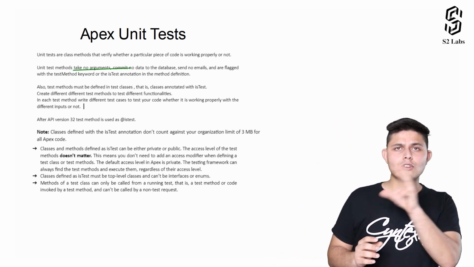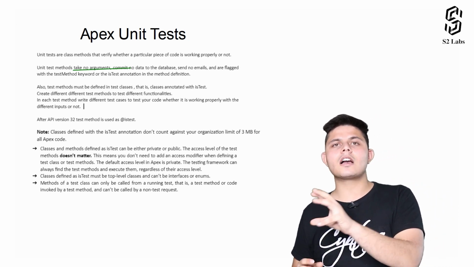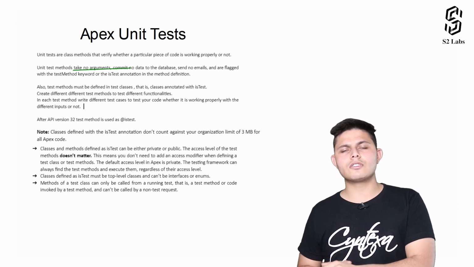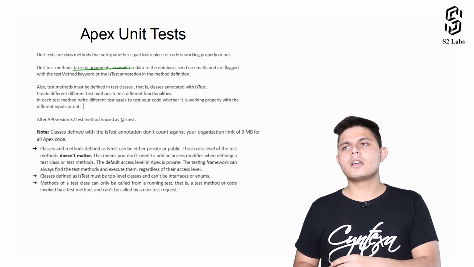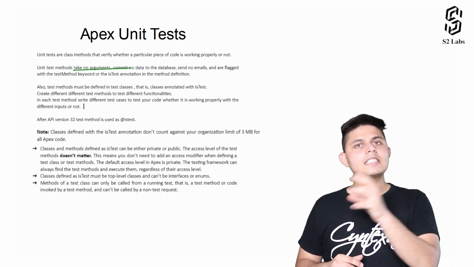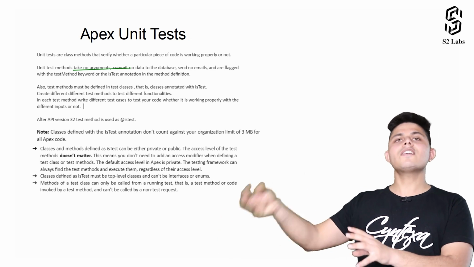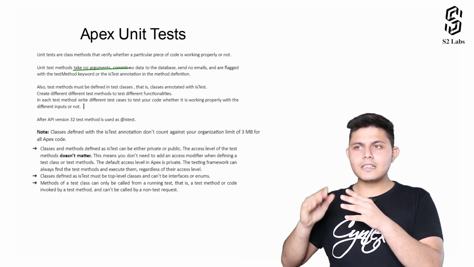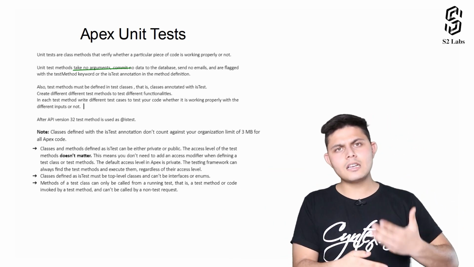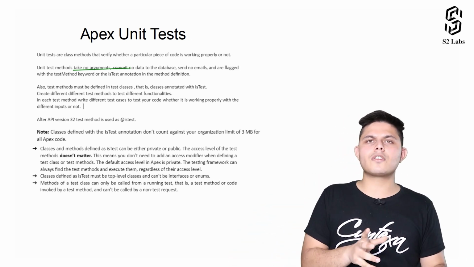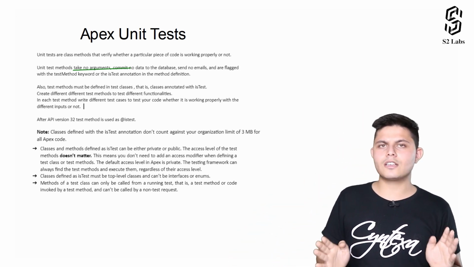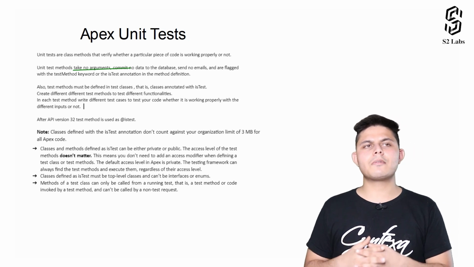Let's say there's code which deletes 10 account records or 10 contact records from the database, and you are testing that code. It will not delete anything from the database, but it will just show you in the test run that it has deleted some records from the database, right? That's how it will go. We'll understand that later on with the help of an example.